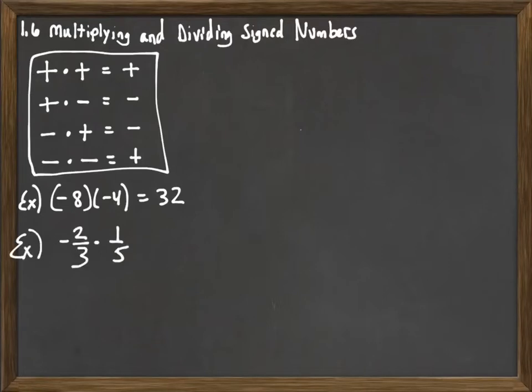Here I have a multiplication problem involving fractions. So remember, when we multiply fractions, we would look to simplify. In this case, nothing cancels out from the top or bottom. So we would just multiply across, and because we have just the one negative sign involved, the answer will be negative. So 2 times 1 is 2. 3 times 5 is 15. We keep the negative sign.